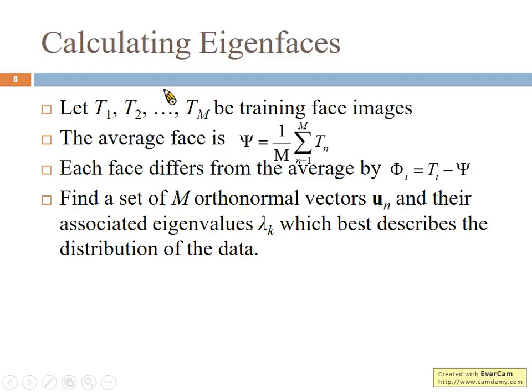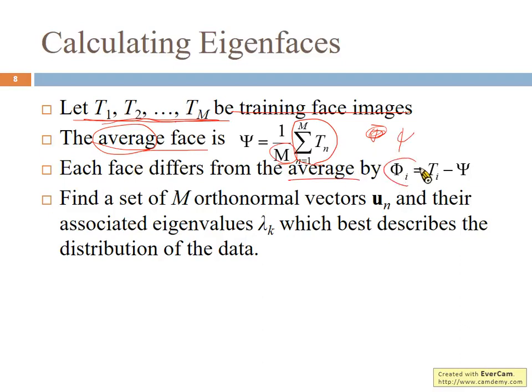So this is the detailed procedure. Let T1, T2 to TM be the training face images. The first step is we calculate the average face. That is quite simple. We assume the resolution of all these training images is the same, so we can directly sum all of them and then take the average. This is the average face psi. Then each face's difference from the average is calculated: phi i is equal to T i minus psi. We do such subtraction because we want to capture the variation of the difference from the average face.